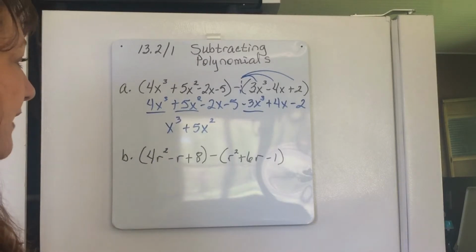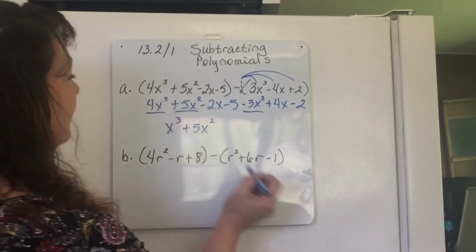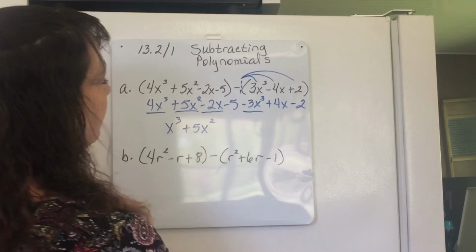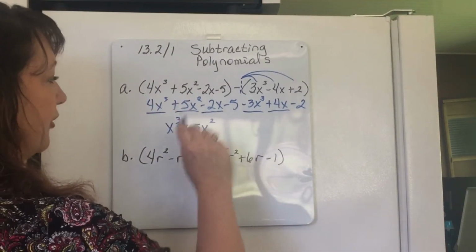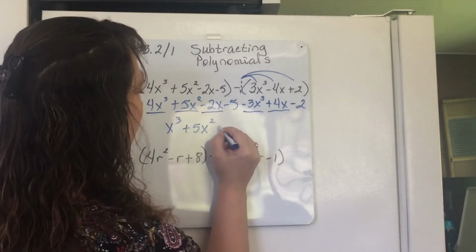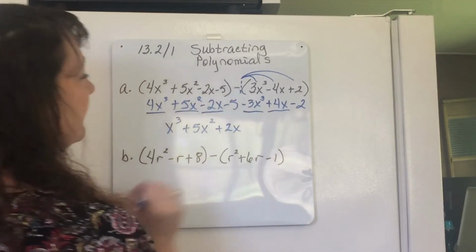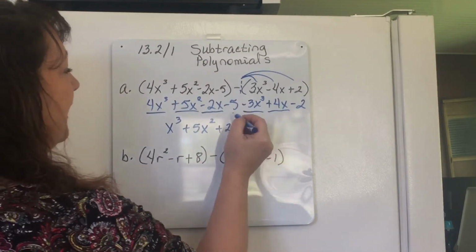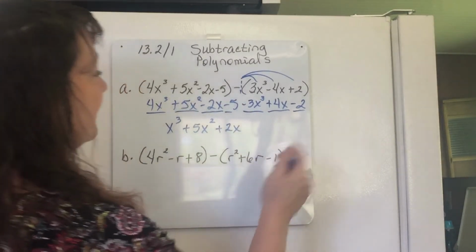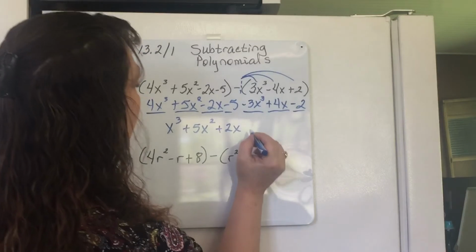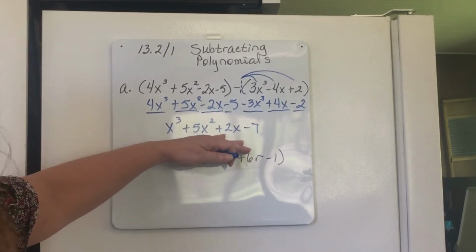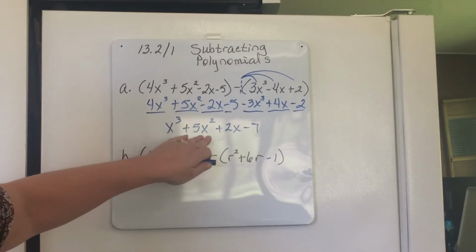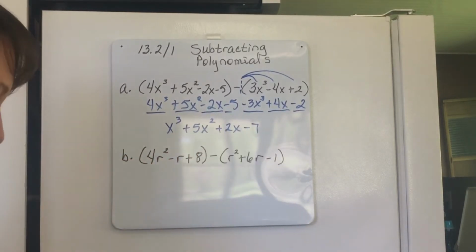To keep everything in standard form, now I'm going to combine the next. -2x plus 4x. Well, -2 plus 4x is just a positive 2x. And what's left? I have a -5 minus another 2. So that's -7. That's my final answer. I can't combine anymore because these are not like terms. Okay? So that's example 1.